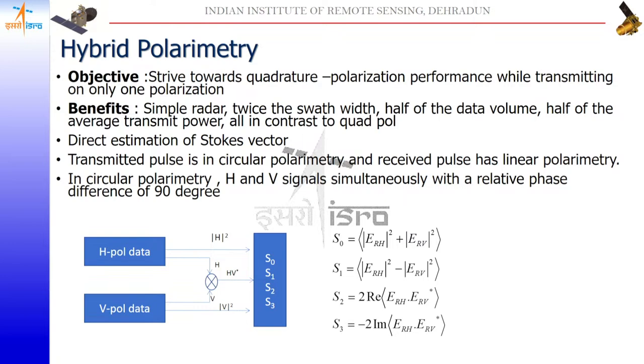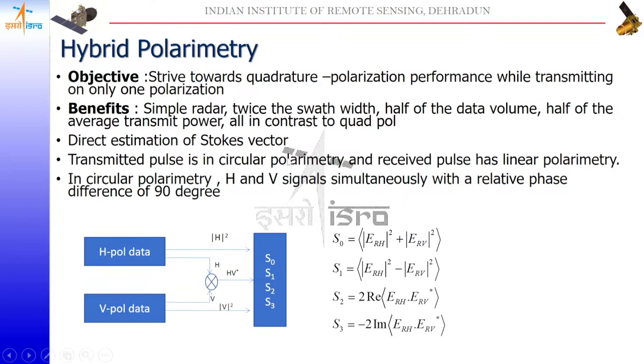The objective of the hybrid polarimetry, I have already told you: quad pole data will reduce the swath, and its hardware is very costly. It also has a large data volume, because we have four images in float data, so that is very high data. And transmit power is required more in quad polarization, because we have to generate four images.